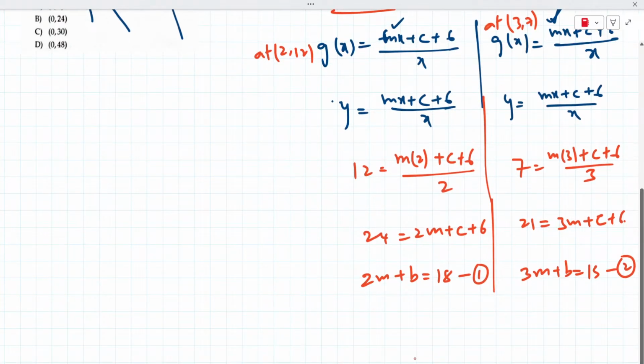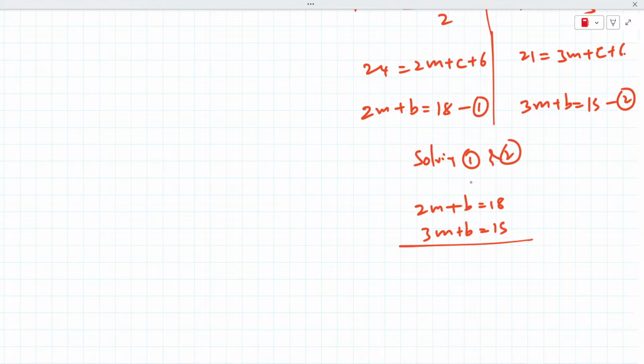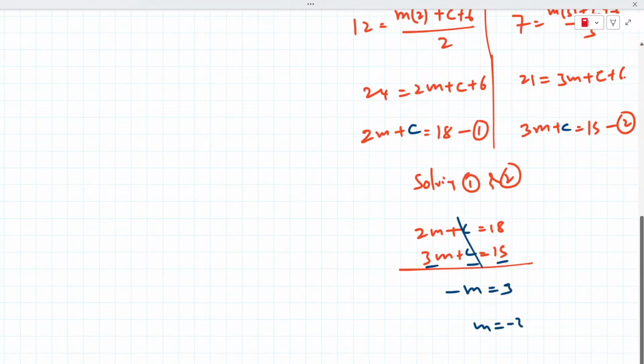So now I'll solve 1 and 2. I am going to get m. What m? The slope of f. So equation 1, 2m plus b equals 18, and 3m plus b equals 15. Sorry, I'm just going with this c. It's okay, b or c, whatever, doesn't matter. It's going to be c, c, c, c. If you just subtract these, c goes away, and negative m equals 3, so you got the slope, which is negative 3.